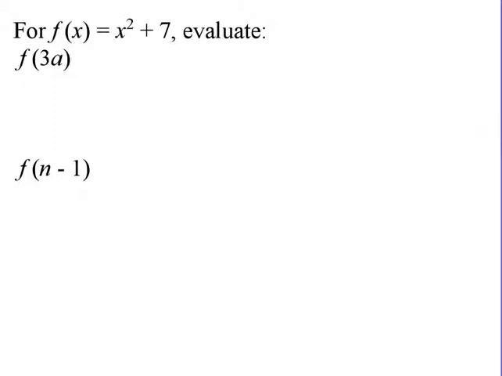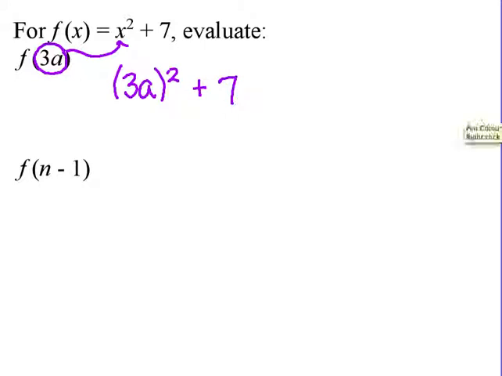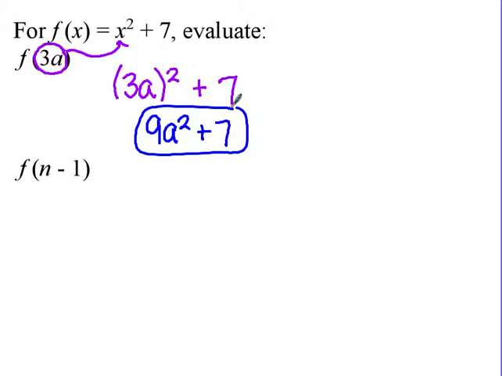We're going to look at these two instead. So remember, when it says to evaluate, what I do is I'm going to put the 3a wherever I see the x. So in this case, I'm going to take 3a quantity squared plus 7. What does that give me? 9a squared plus 7. And that's it. You can't do anything more. There are no like terms. You can't simplify it any.